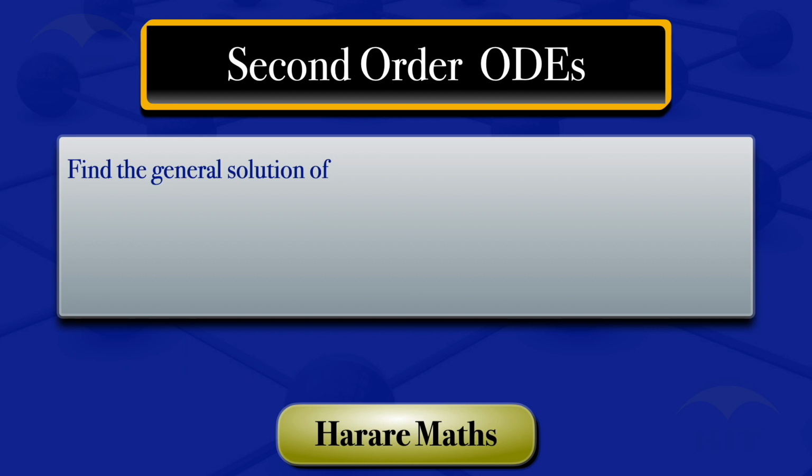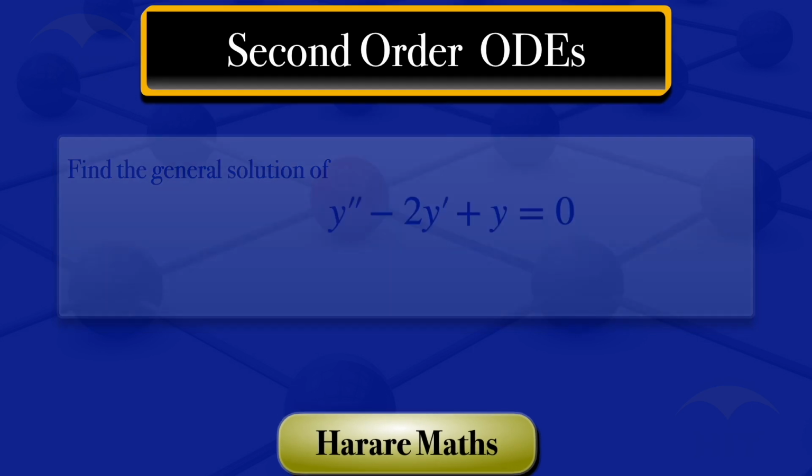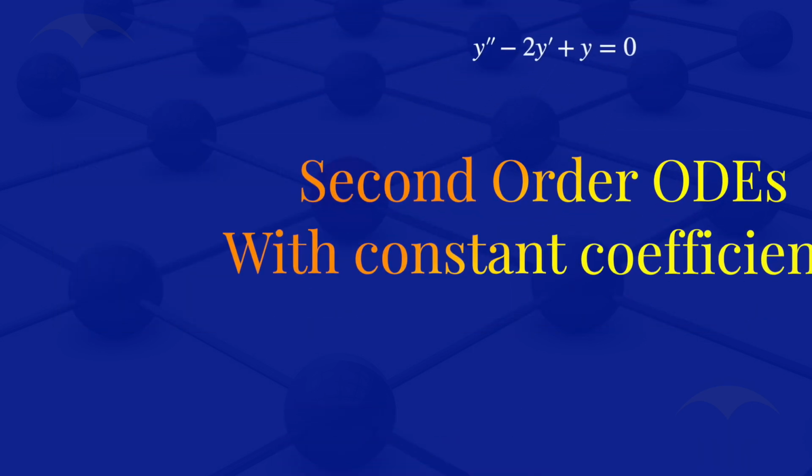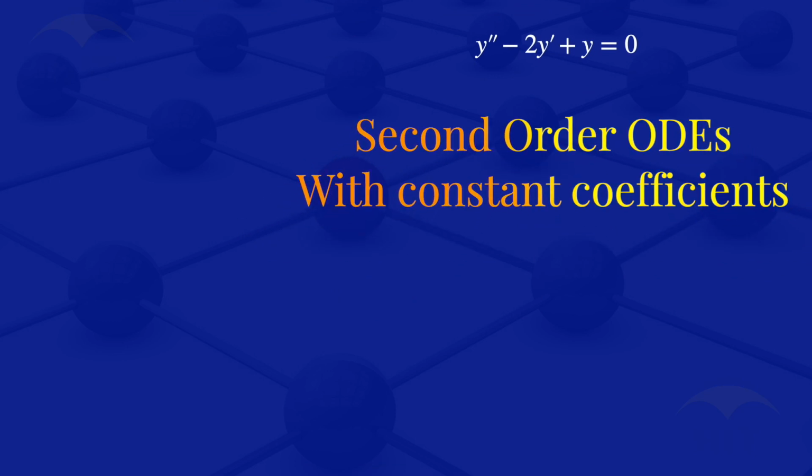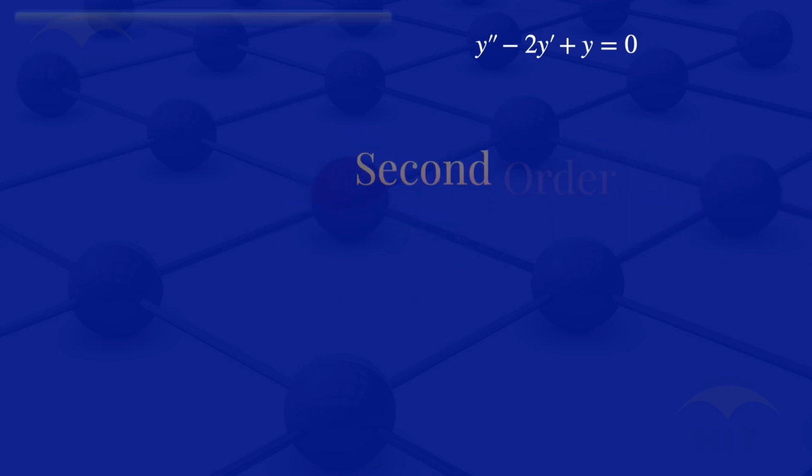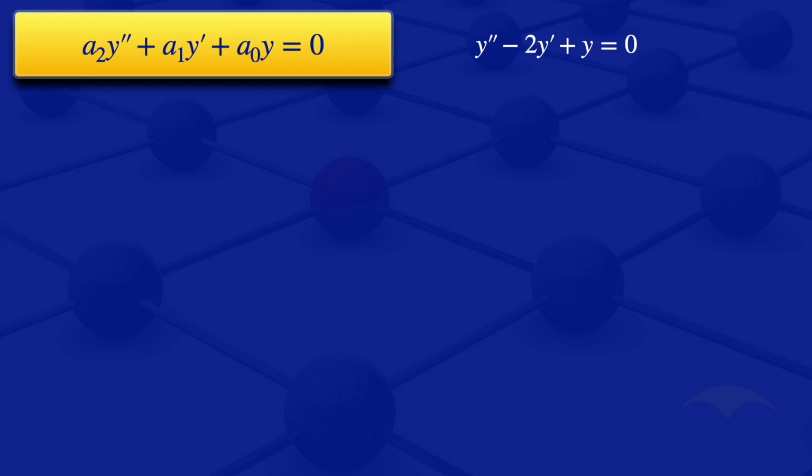In this video, I'm going to find the general solution of the ODE y'' - 2y' + y = 0. What we are given there is a second order ODE with constant coefficients. It is of the form a2 y'' + a1 y' + a0 y = 0, where a0, a1 and a2 are constants.